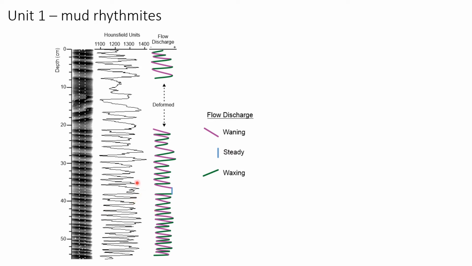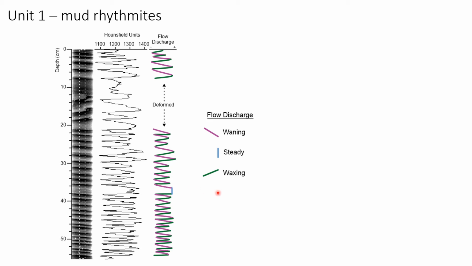Now, we do occasionally get these intervals in which HU remained high for a period of time. This is interpreted as steady periods of meltwater discharge. In other words, the maintenance of relatively high energy conditions for a period of time. Then you get a subsequent decrease in meltwater discharge conditions.